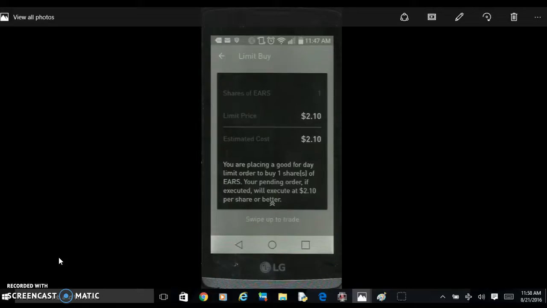As you swipe up to trade, you just put your finger on your phone and swipe it up, and as long as you can still buy the stock for $2.10 or less, your order will execute. But like I said, if there was a gap up and the stock went up above $2.10 while you were trying to make the trade, then your order won't execute, and it will still wait to see if the stock drops to $2.10, at which point your buy order will go through.